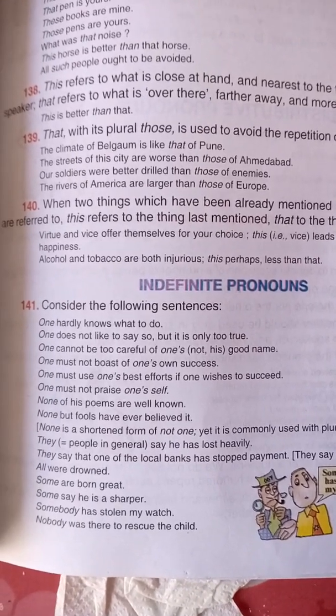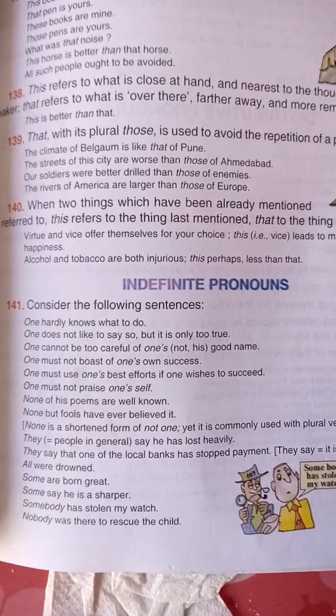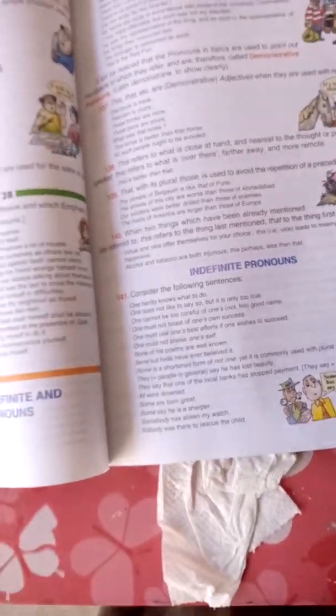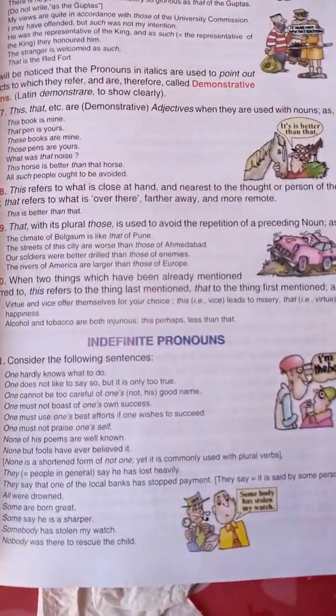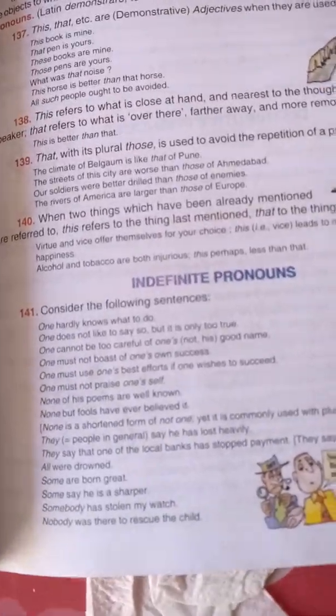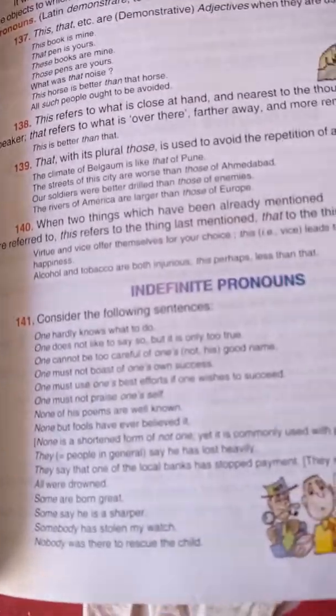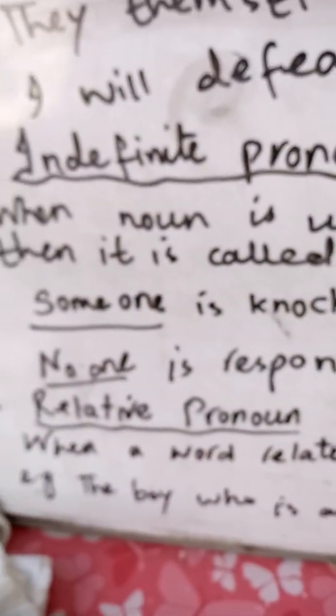Somebody has stolen my watch. Nobody has dared to rescue the child. So, you will see that this is information about a noun. The word which is giving information about a noun is indefinite or unknown. So let's start the definition of indefinite pronoun.